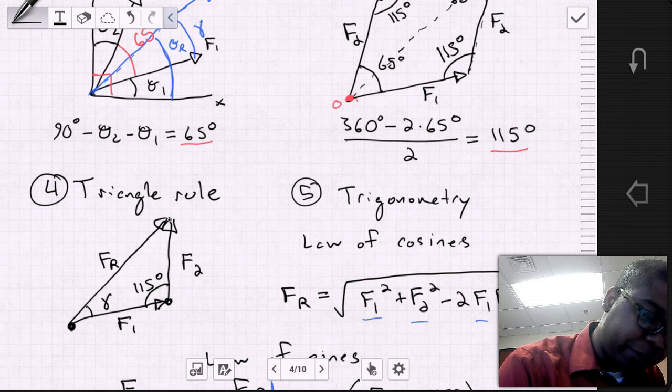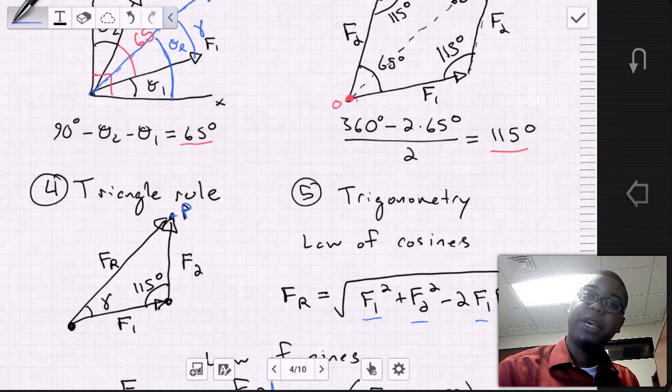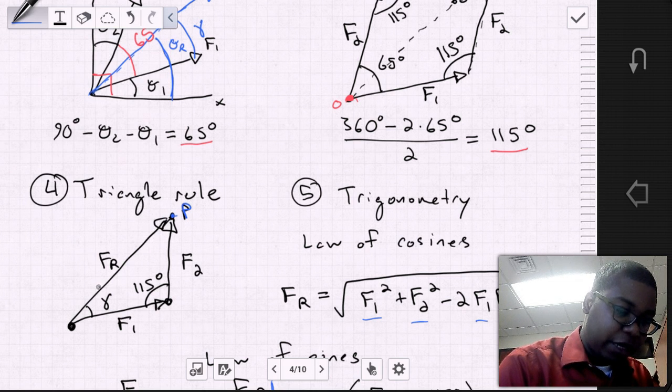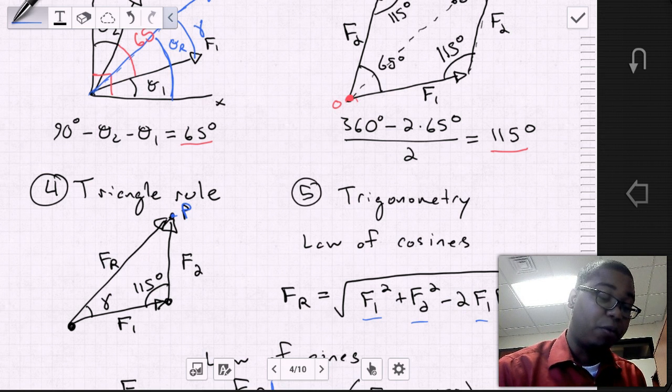And when I do that, I can project a line from the start point of F1 to the tip of F2, and that point is going to be point P. Okay? And so from point O to point P is going to be the direction of the resultant force vector.